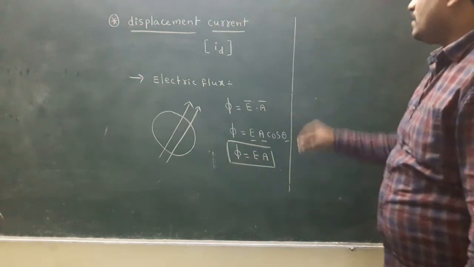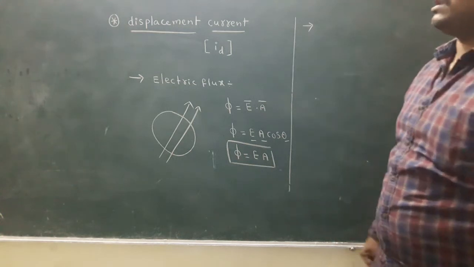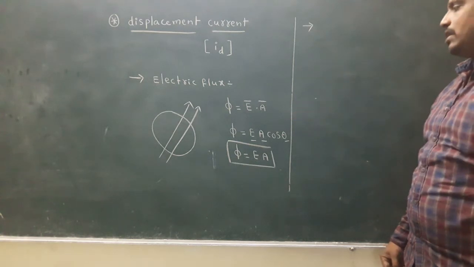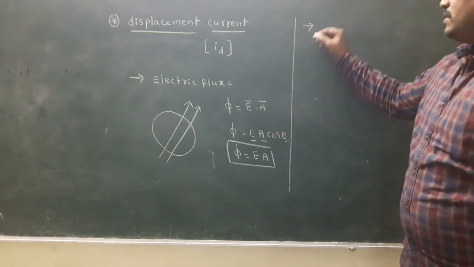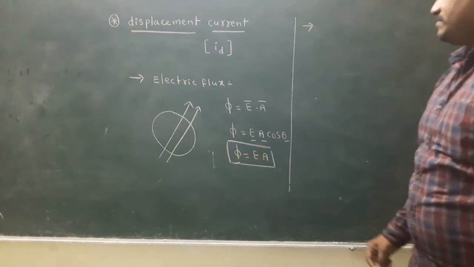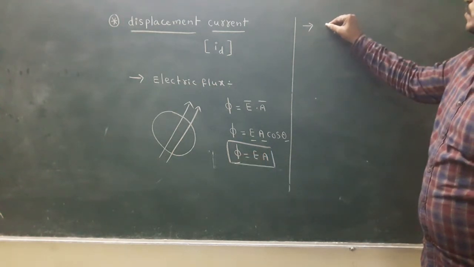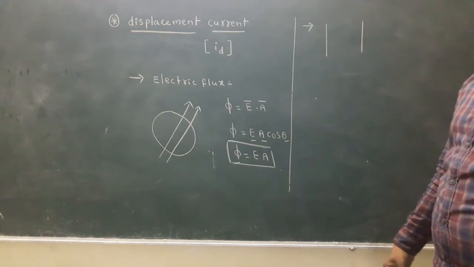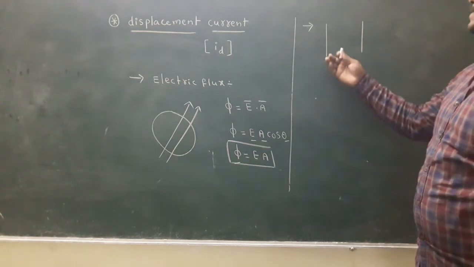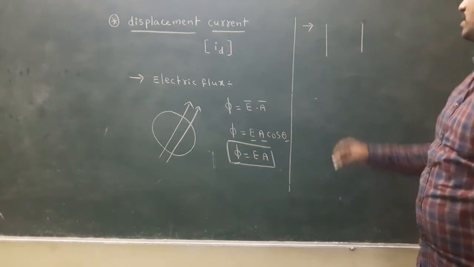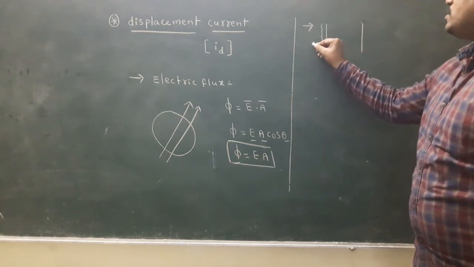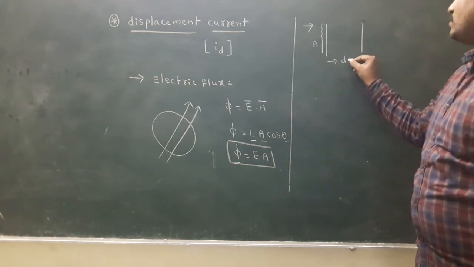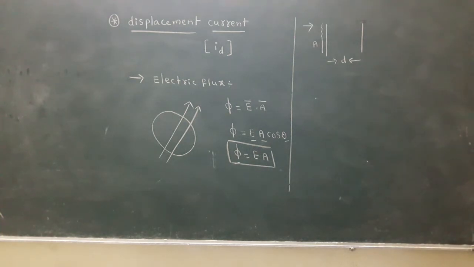Look here. Electrical flux is the number of electric lines passing through a given area. Next, electrical flux is denoted by phi. In the chapter we discuss the capacitor. A capacitor has two plates. Both plates have the same size. Each plate area is A. The distance between the two plates is D. This is the capacitor.